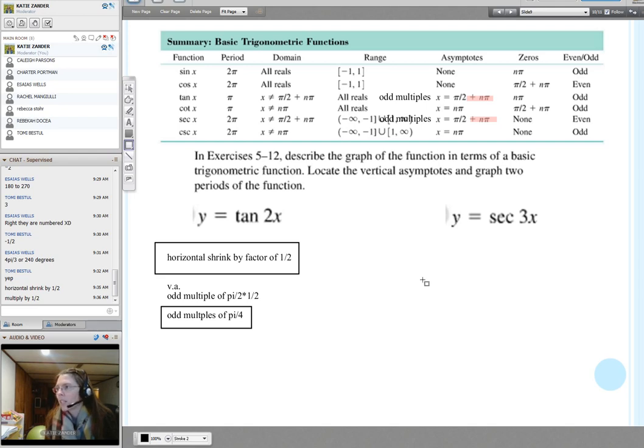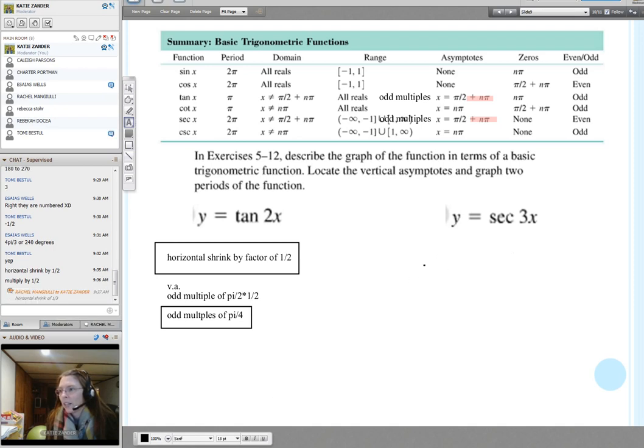All right, how about the next one, secant? Let's start with the transformations that are happening there first. What transformations are happening with secant of 3x? Yep, good.